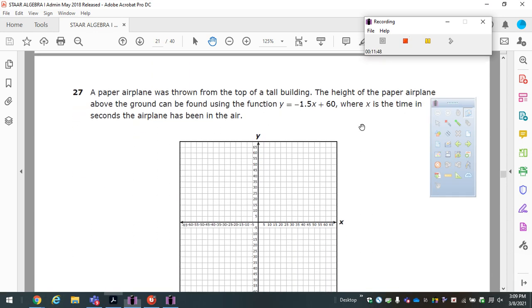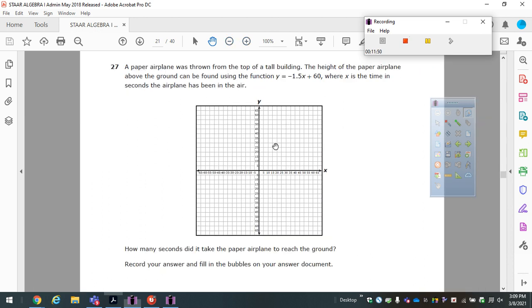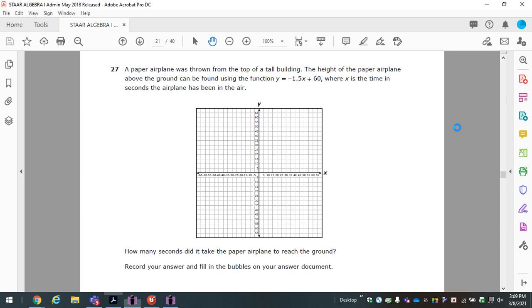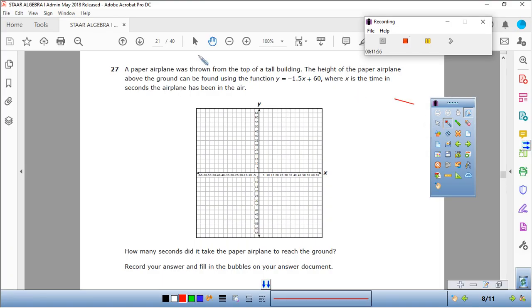Oh, great. This looks like a lot. Okay, so let's get this one real quick. A paper airplane was thrown from the top of a building. So say the building is this tall. Oh, it actually is 60 feet. Pretty cool, right? And the airplane's going to fly. The wind's going to blow it up and down, this way, that way, and it's eventually going to come to the ground. Do you agree? Yes? No? Maybe so. That's what's going to happen with this airplane.